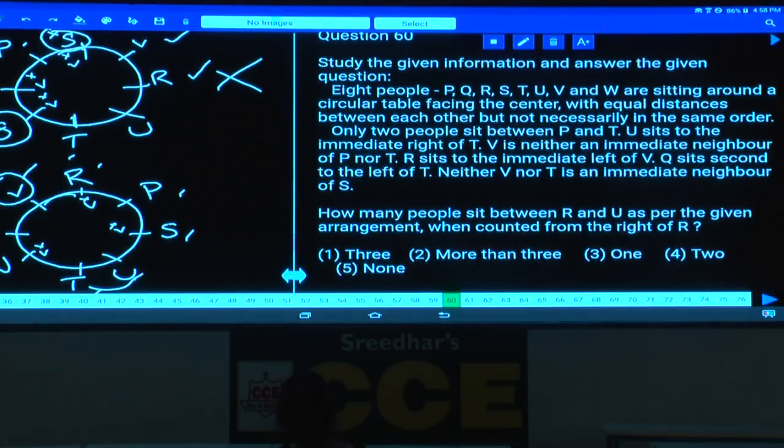Then question number 60. How many people sit between R and U as per the given arrangement when counted from the right of R? R and U counted from the right hand side of R. Tell me how many are there? 1, 2, 3, 4. 4 persons are in between R and U when counted from the right hand side of R. That is more than 3, choice 2. Now question number 60, choice 2 is the answer.